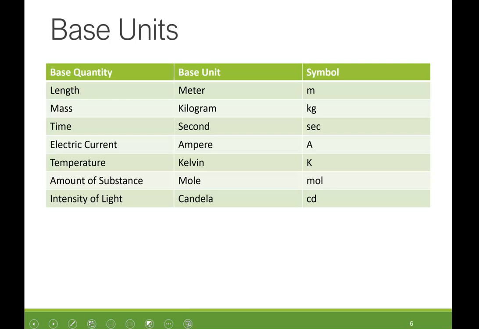So if you have some base quantities like length or mass or time or whatever, they have a base SI unit like meters or kilograms or seconds. This is not something you'd be expected to memorize. Like, what's the base unit for these different measurements? That's not important. Just doing this as an illustration.